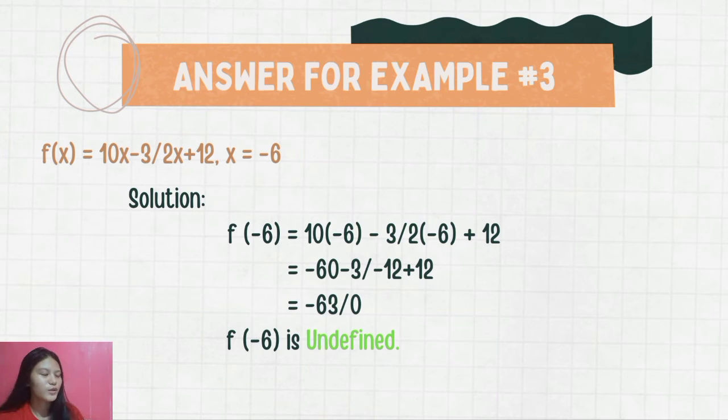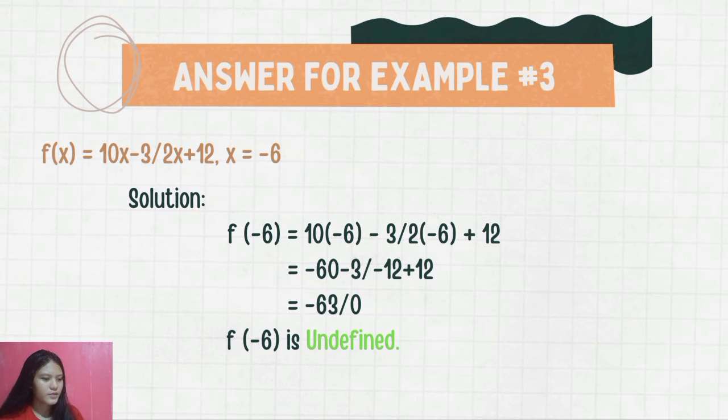Negative 60 minus 3 is negative 63. Why? Because the rule of subtraction in integers, same sign, add. So it's 63. Then copy the sign of the bigger absolute value. Since 60 is the bigger number than 3, we have to copy its sign. So negative 63 over negative 12 plus 12 is equal to 0.